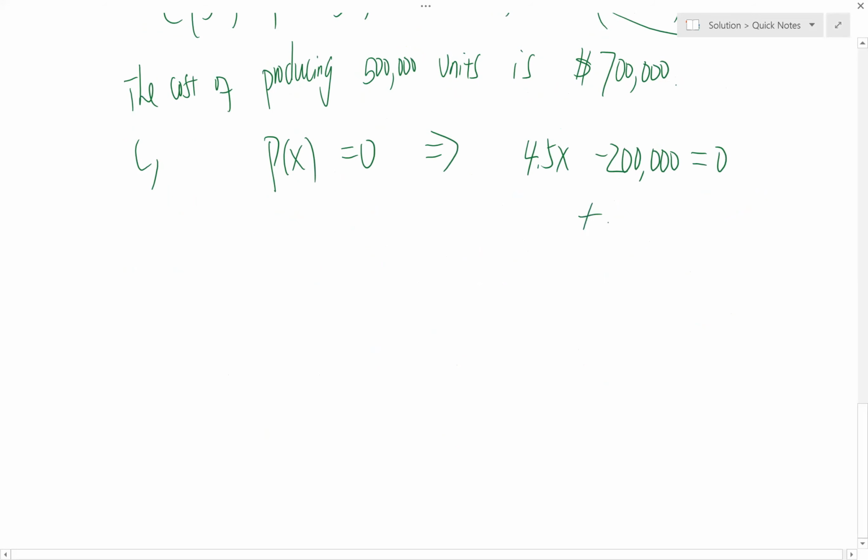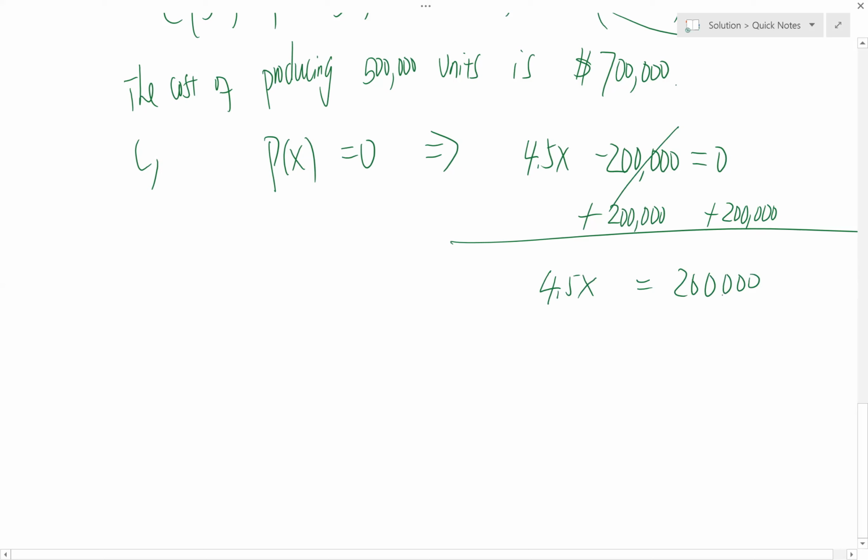Okay, and then adding 200,000 to both sides of the equation. Cancel that, so we get 4.5x equals 200,000. And from there, we divide both sides of the equation by 4.5 to get the break-even point. So then that's approximate values, and you're dividing 200,000 by 4.5.